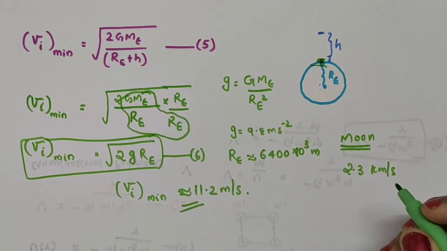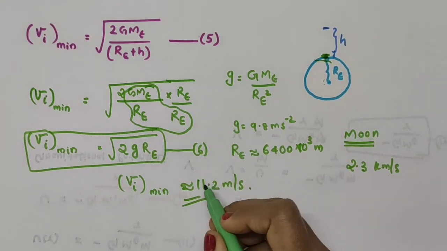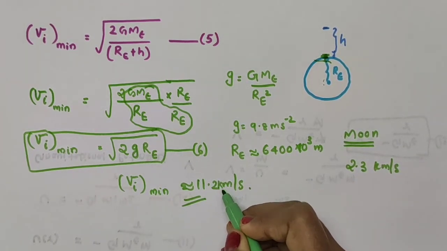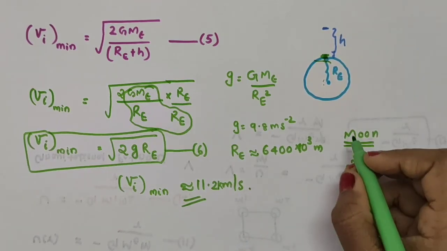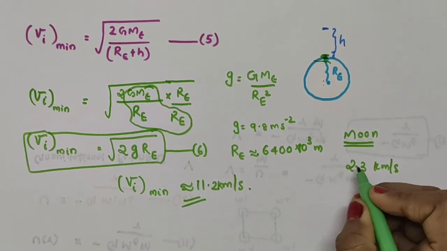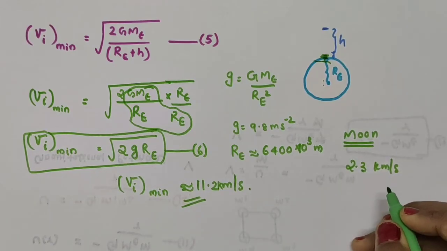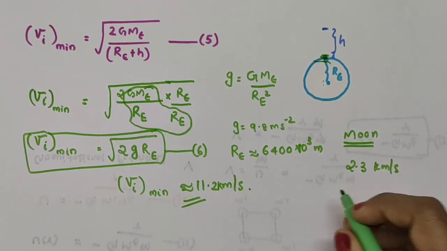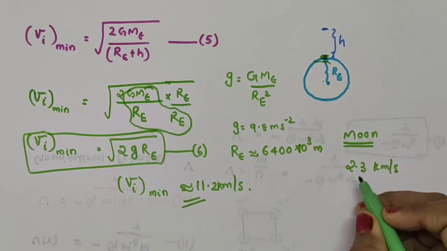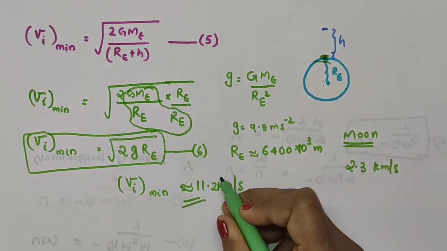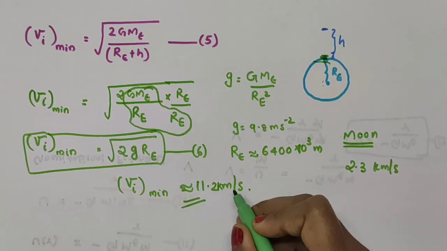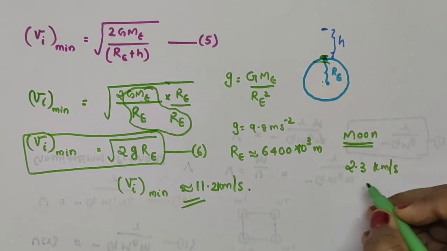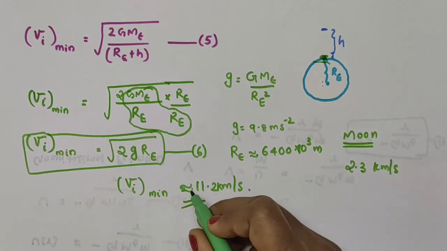I'm sorry, here I have written meter per second. This is actually kilometer per second. 11.2 kilometer per second. Now when we calculate the escape speed for the moon, we will get approximately 2.3 kilometer per second. See, the escape speed for the moon is very much less than the escape speed for the earth. Here it is 2.3 km per second and here it is 11.2 km per second. So this is about 5 times smaller than this.